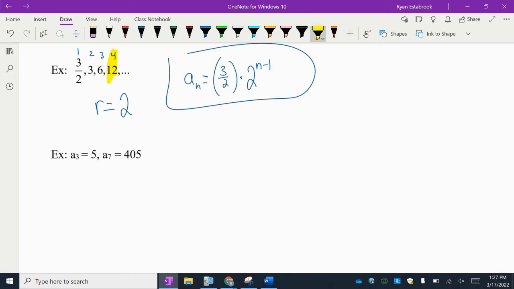So now what's good about this formula, if I want to know what the 20th term is, I'll just plug 20 in for n, run it through there, and I can figure out what that term is actually going to be.